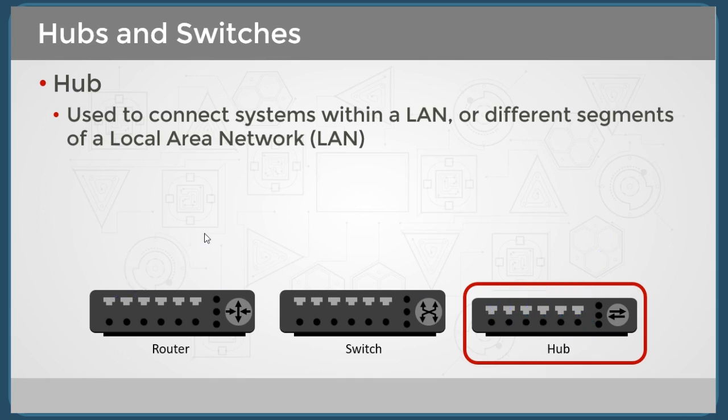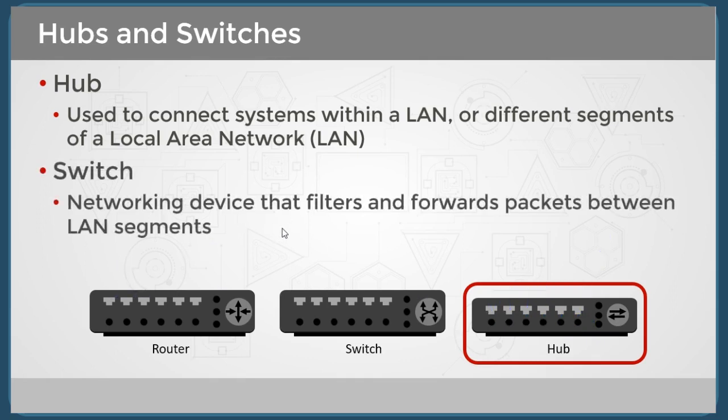Now, the switch is a networking device that filters and forwards packets between LAN segments. It doesn't have to be between LAN segments. It could be between any two hosts, but I'm going to go with that definition for the time being to help visualize this, and we'll see a diagram in a moment. But the switch operates at the data link layer, and as such, it is aware of MAC addresses.